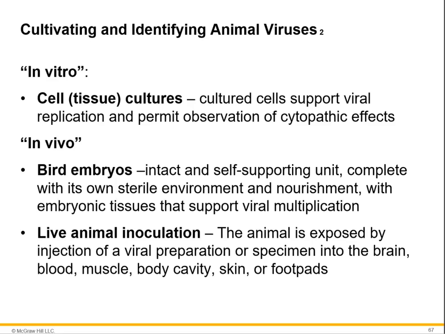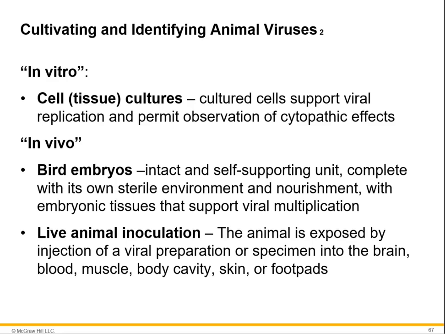So there's two main ways to cultivate viruses in cells. There's the in vitro method. This means in glass. And this is done in the lab. This is where cultured cells support the viral replication, and you can observe this basically sheet of cells that you have infected with virus. So that's how you do it in the lab.